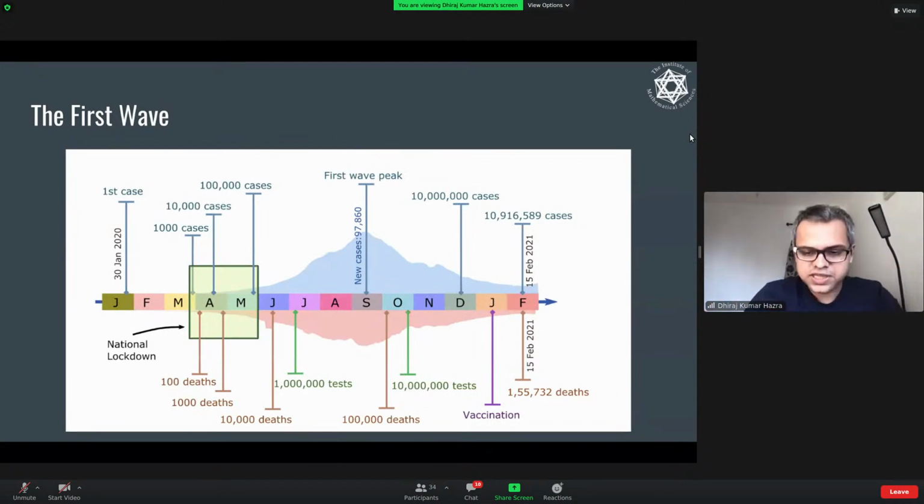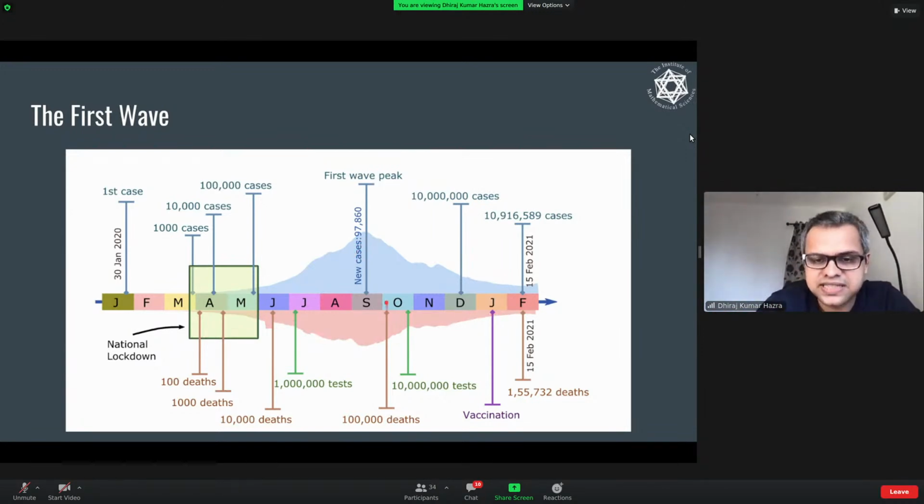I'll be focusing my talk mainly on the first wave, which is also what our preprint is all about. The first wave can be characterized from the first detection of a case in India until the 15th of February, when we again witnessed the beginning of the second wave. The blue curve shows the smoothened daily number of cases, and the inverted orange curve shows the daily number of deceased people.